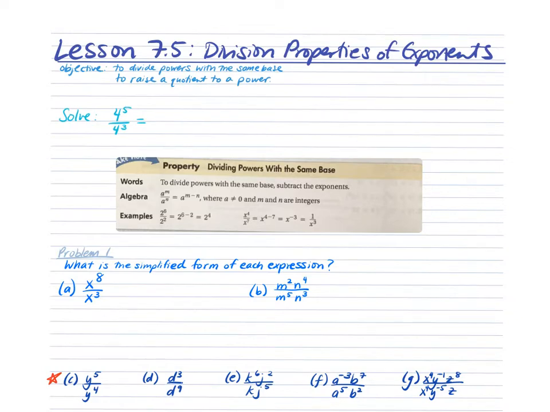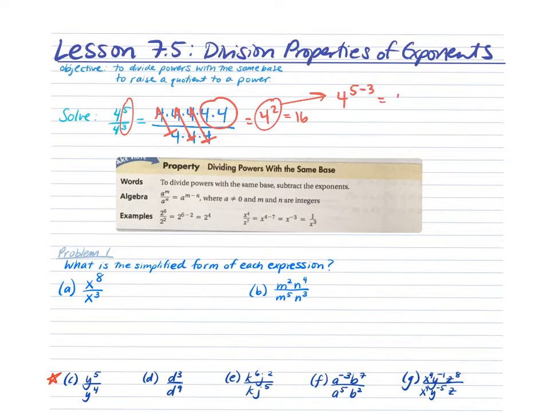If we think about the top, that's 4 to the 5th power. That means 4 times 4 times 4 times 4 times 4, 5 times. And then there's 3 on the bottom, 4 times 4 times 4. Well, remember when you have the same factor on top and on the bottom, 4 divided by 4, that becomes 1. So these cancel to 1, these cancel to 1, and these cancel to 1, and you're left with 4 times 4 on top, which is 4 squared, or 16. So what happens here, 5 on top, 3 on the bottom, this is the same as 4 to the 5 minus 3. So 4 squared.